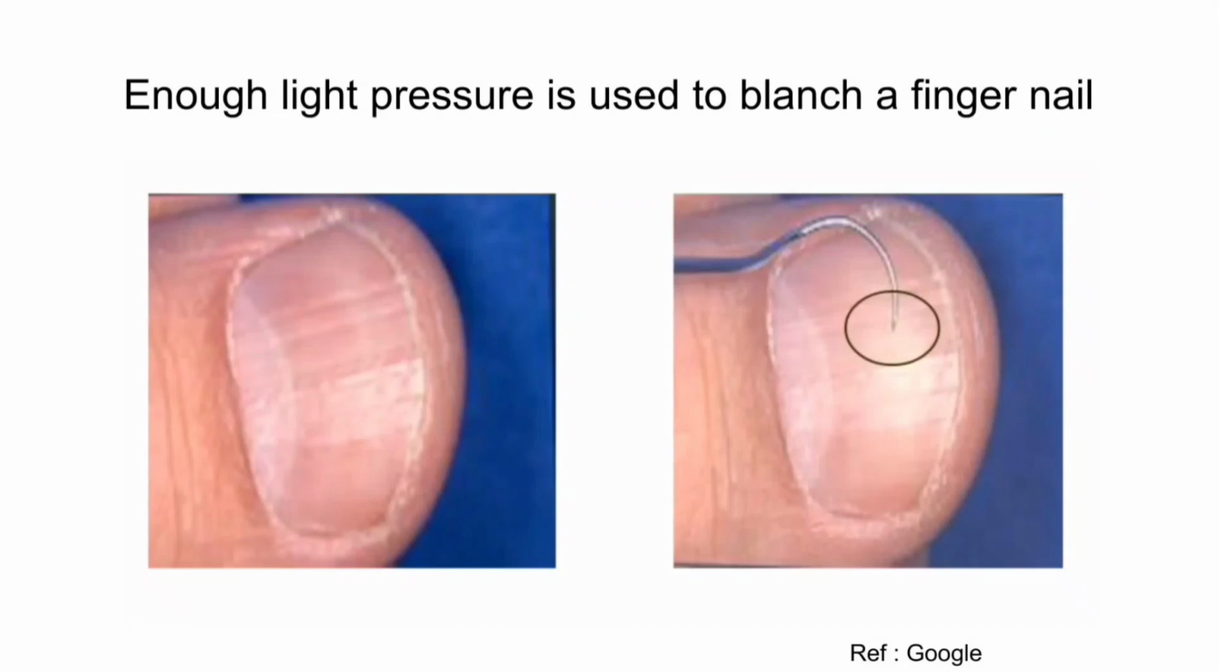If you see this picture, you will understand how much pressure we should apply with an explorer while assessing or diagnosing dental caries. We should apply enough light pressure, which is applied to blanch our fingernail. So when you apply an explorer onto your nail, the amount of pressure required to blanch your fingernail is sufficient to examine your teeth. You should not apply too much pressure on the tooth.